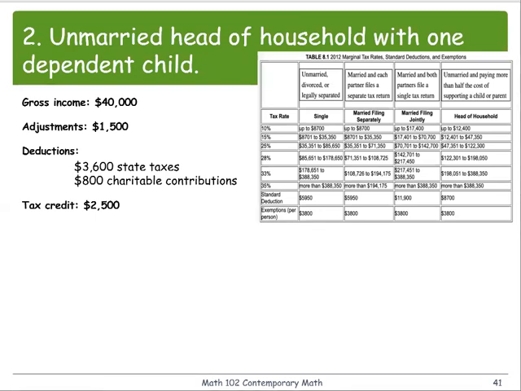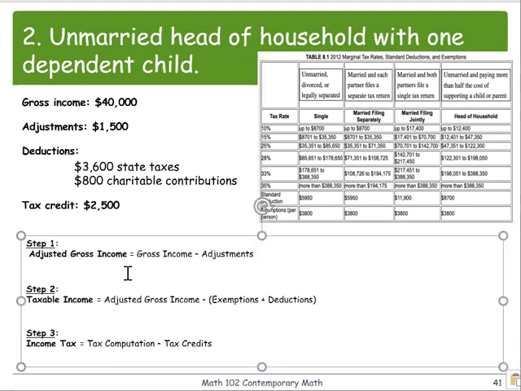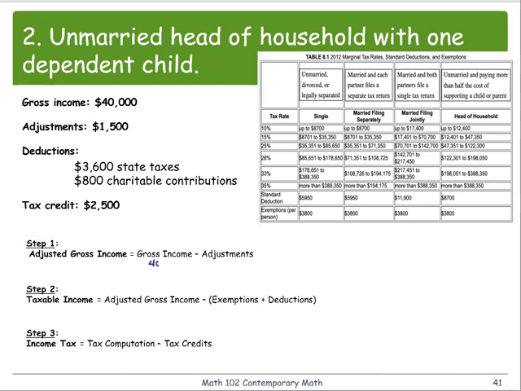Let's go by steps. The first one, we're gonna do adjusted gross income, which is from the gross income provided to be 40,000. So I'm gonna put the 40,000 here, subtracted by the adjustment, which is 1,500. So we get the quantity for the adjusted gross income as 38,500.